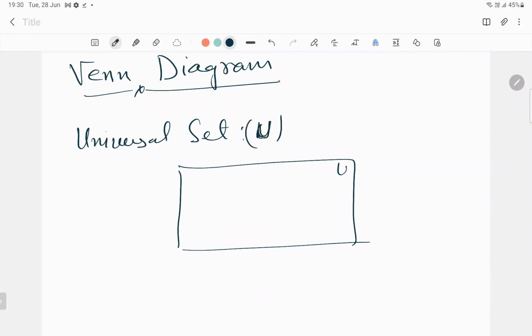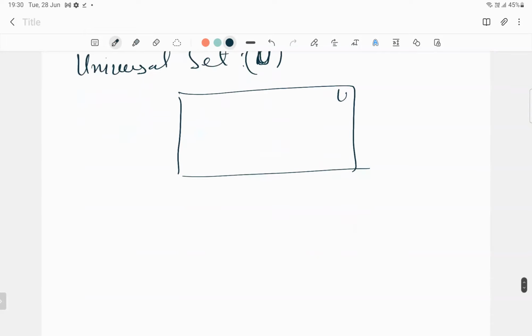So this is the universal set. You understood? I'm not going to write all the definitions, otherwise I would have to write a book. We are not here to do that. You already have that. This is just for what is going on.